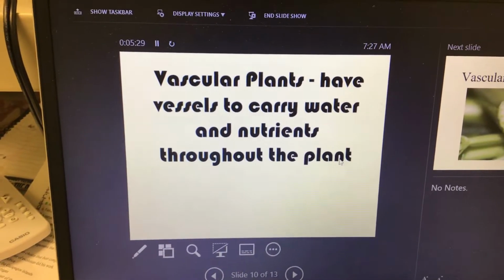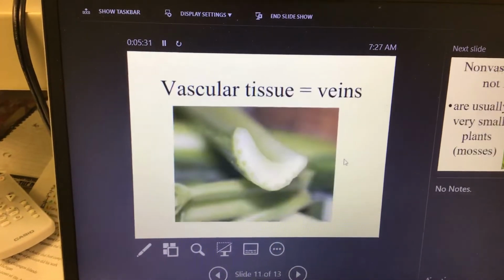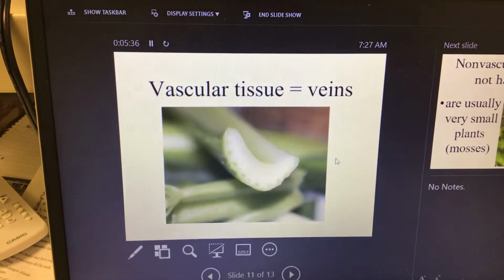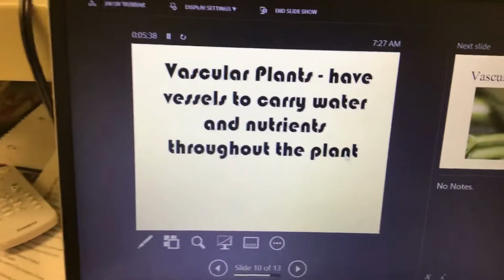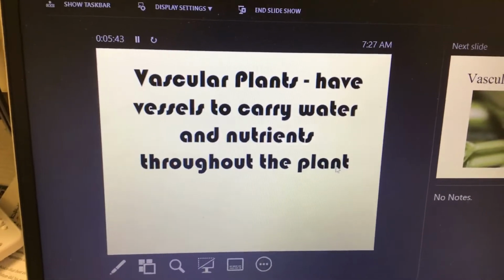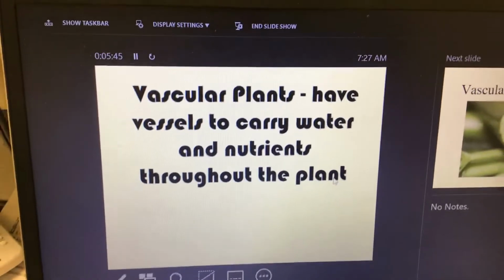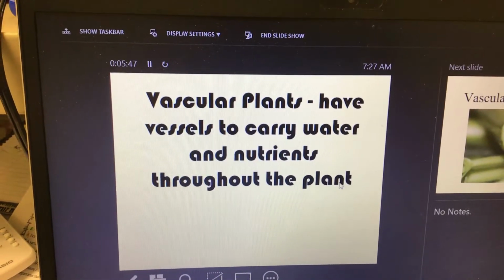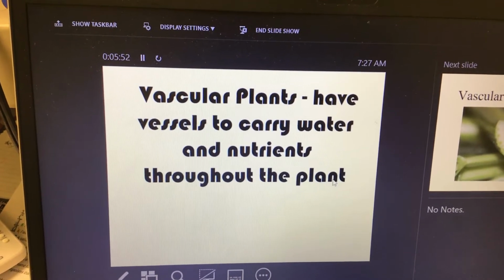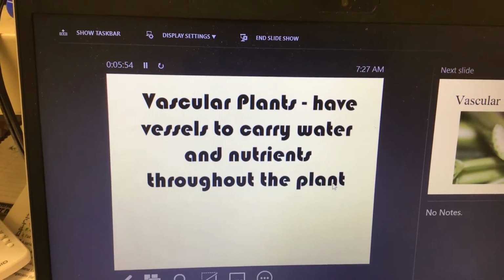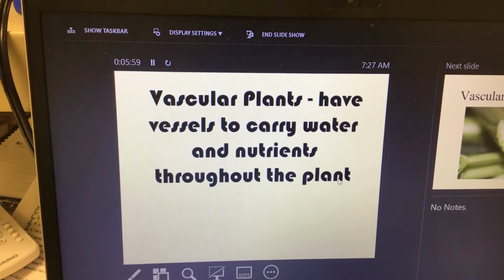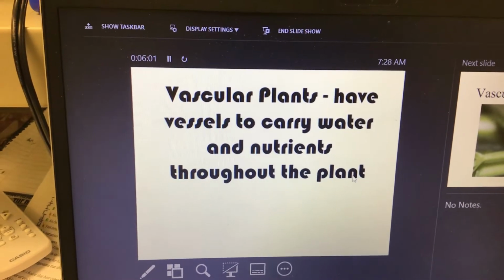Don't write this. Write this. Wait a second. Actually, go ahead and write this. Sorry. Vascular plants have vessels that carry water and nutrients throughout the plant. Vascular means tubes. So vascular plants are usually big plants, like the tree in your backyard, that have tubes that are going to carry water and nutrients around the plant.